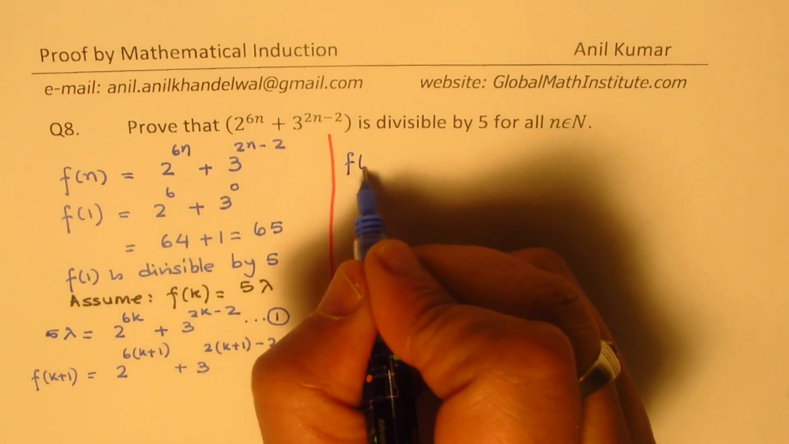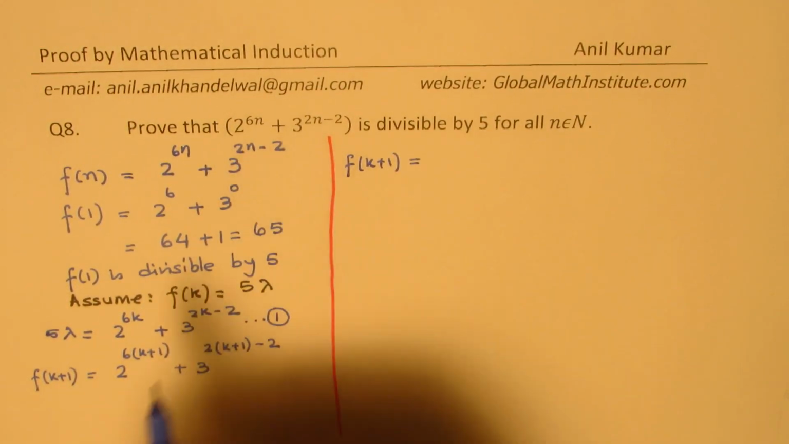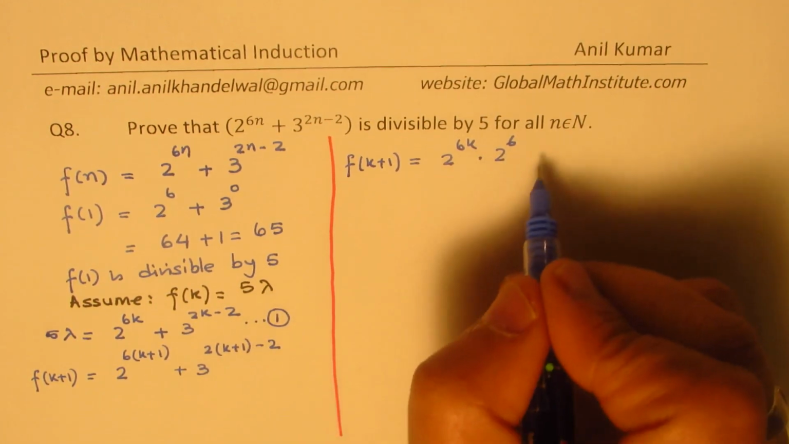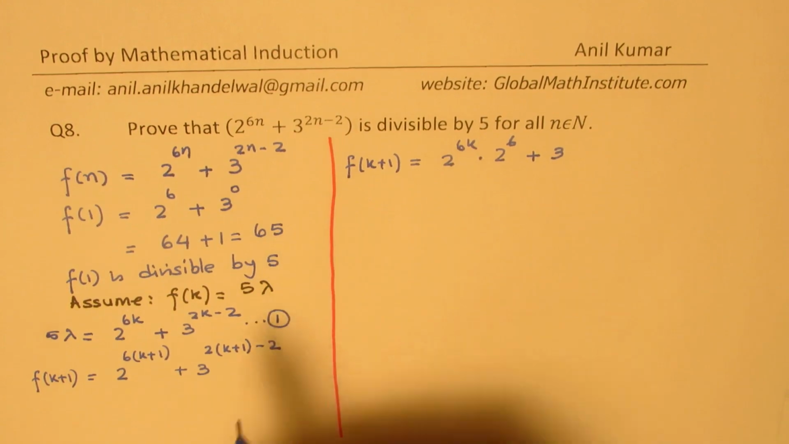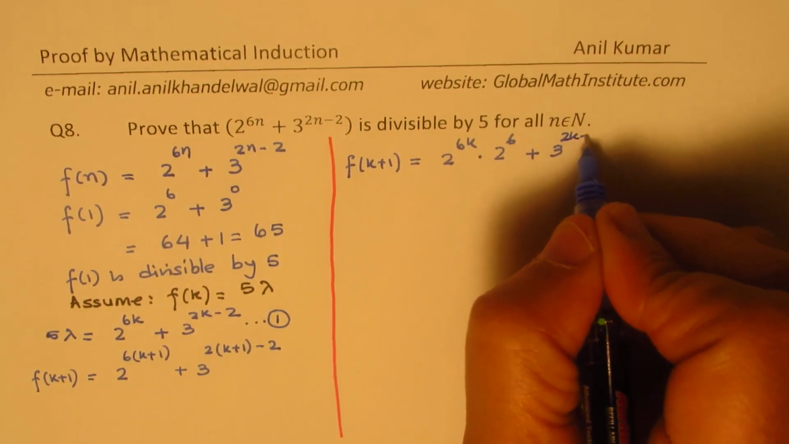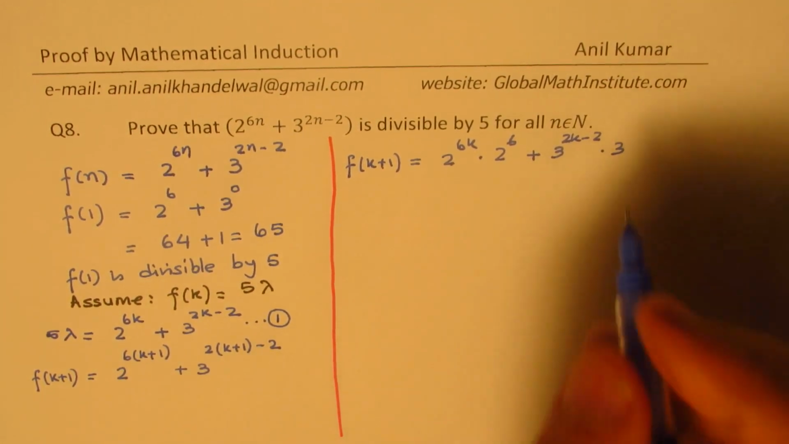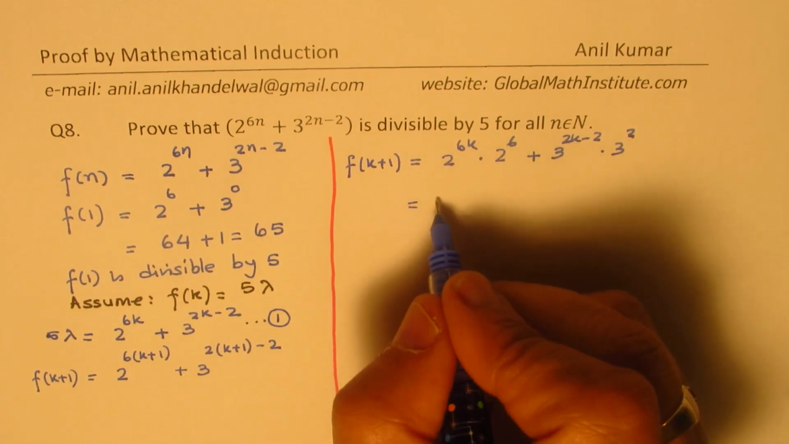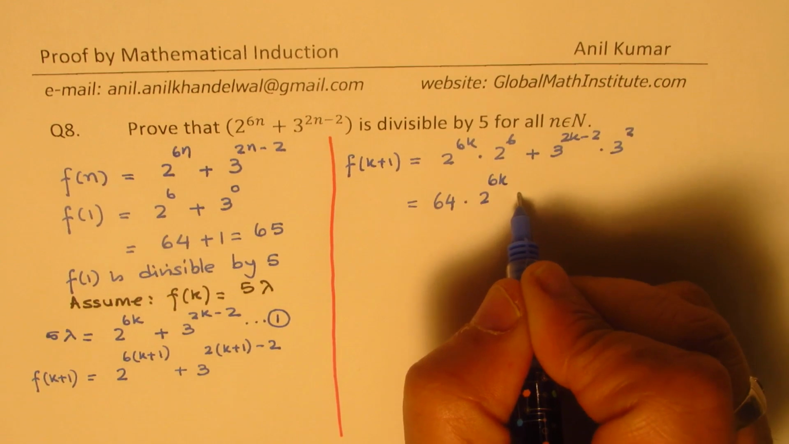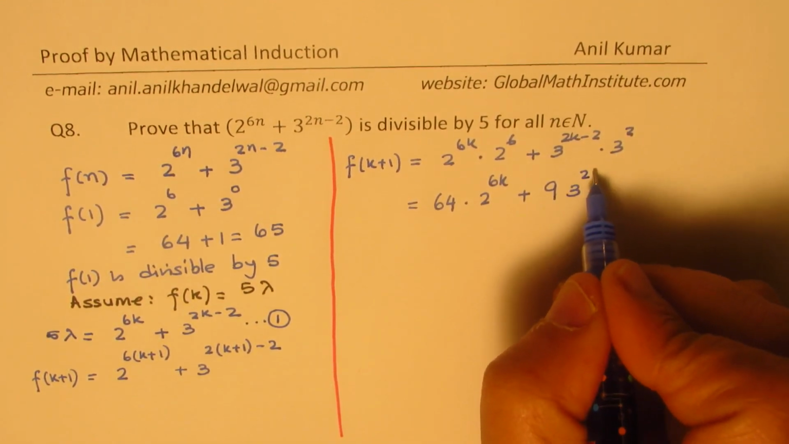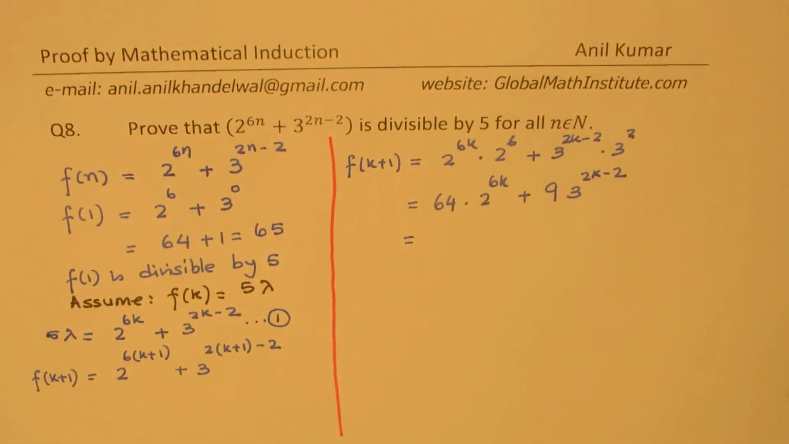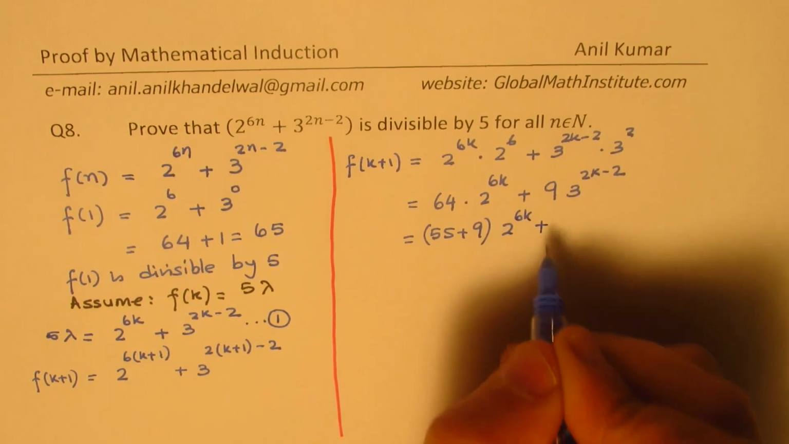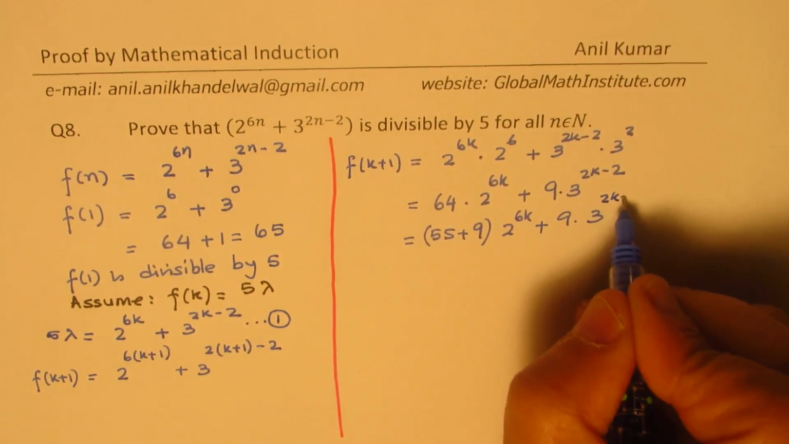So we get f of k plus 1 as equal to, since we have this form, we'll write this as 2 to the power of 6k times 2 to the power of 6, right? And the second term, we should write this as 3 to the power of 2k minus 2 times 3 to the power of 2, which is 9. So that is how we can write this. And this 2 to the power of 6 is 64. So we get 64 times 2 to the power of 6k plus 9 times 3 to the power of 2k minus 2. Now 64 can be written as 55 plus 9, times 2 to the power of 6k plus 9 times 3 to the power of 2k minus 2.